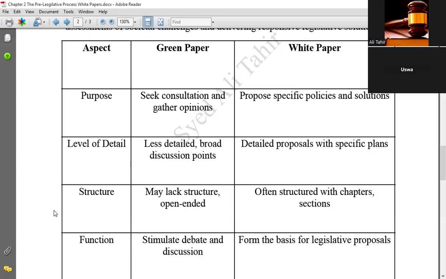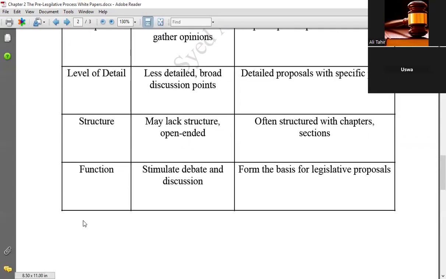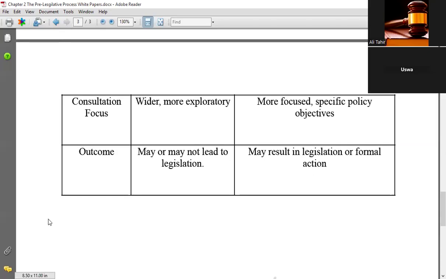Function. Green papers aim to stimulate debate and discussion, while white papers are formed on the basis of those discussions. From the basis of those discussions, they actually propose legislative points that need to be incorporated into the law so that it can be more effective.